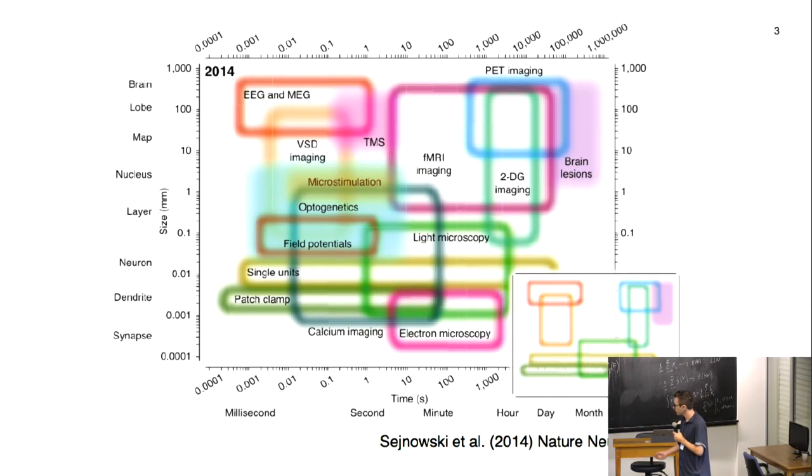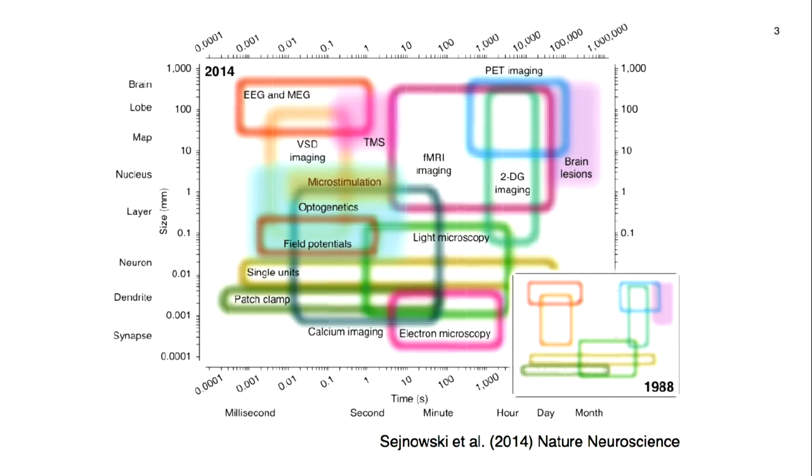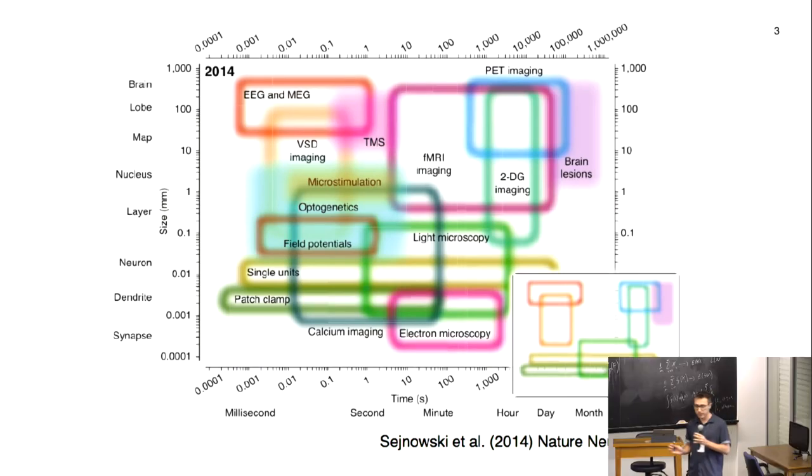So this is a nice picture I always like to show, because it shows how techniques have evolved from 1988 to 2014. You can see here on the y-axis the size, and on the x-axis the time. For example, if you take EEG and MEG, you capture something of the order of 100 millimeters, and temporally about 0.01 seconds. But if you were working with patch clamp, you capture something of this order here, dendrites more or less, and you can capture up to a few seconds. But all of that is inside the same system, which is the brain.